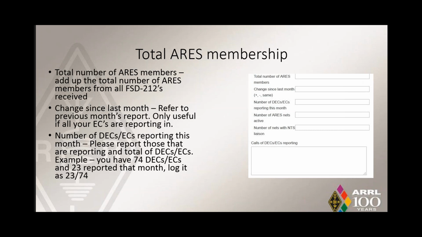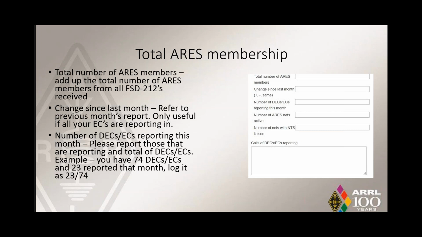Hang on a second, back the page up a little bit. This could be for an actual activation. So if it's an ARES net that goes active, count it. Out of those, you'll find these apply not just to the SEC monthly report, but down to the next level, to the EC monthly report. And how many of those nets had an NTS liaison?